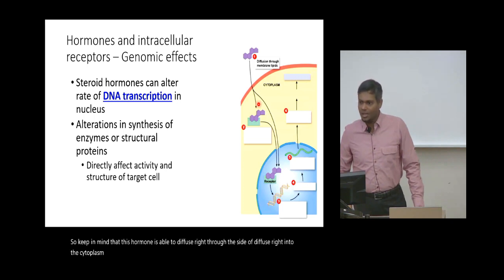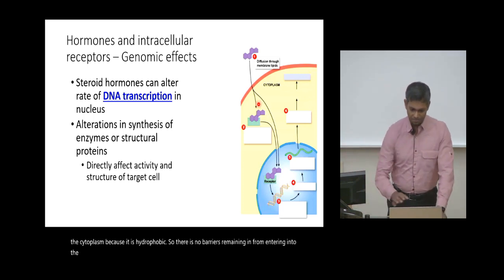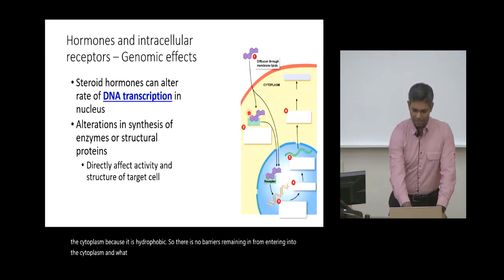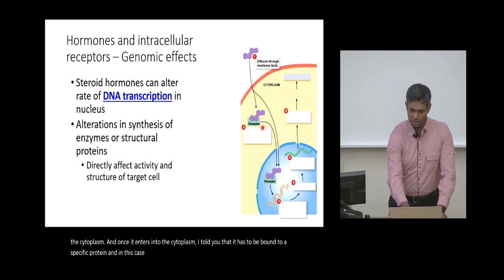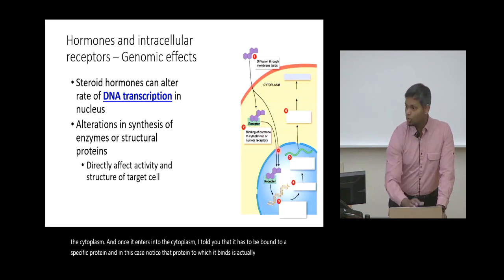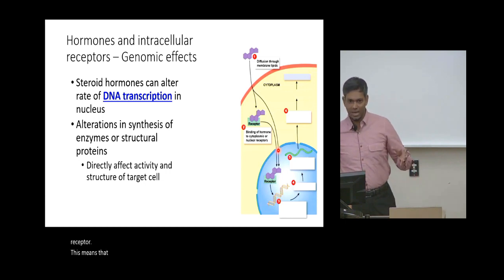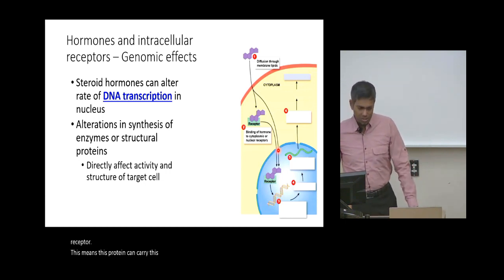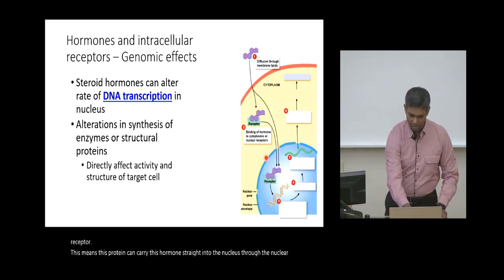Keep in mind that this hormone is able to diffuse right into the cytoplasm because it is hydrophobic. There are no barriers preventing it from entering the cytoplasm. And once it enters the cytoplasm, I told you that it has to be bound to a specific protein. In this case, notice that the protein to which it binds is a nuclear receptor. This means this protein can carry the hormone straight into the nucleus through the nuclear pore, as shown here.